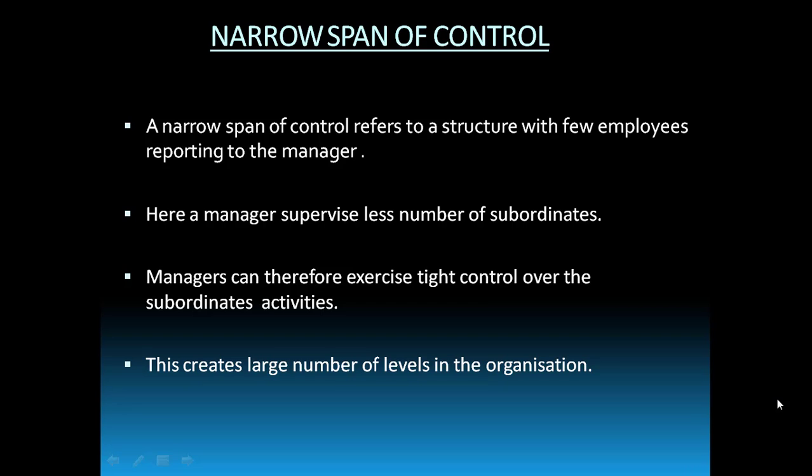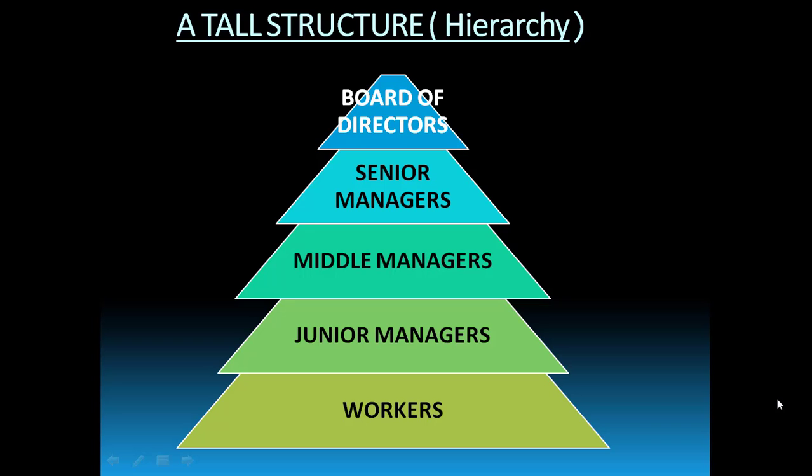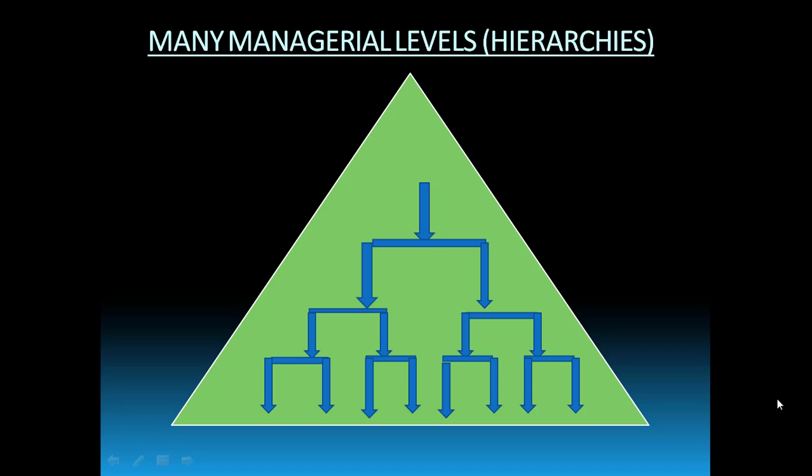By large number of levels, we mean that the hierarchical level will be more. So this is a tall structure which results from the narrow span of control. We see here 5 hierarchical levels, that is board of directors, senior managers, middle managers, junior managers and workers. And this tall structure is the result of narrow span of control because under one superior there is a lesser number of subordinates.